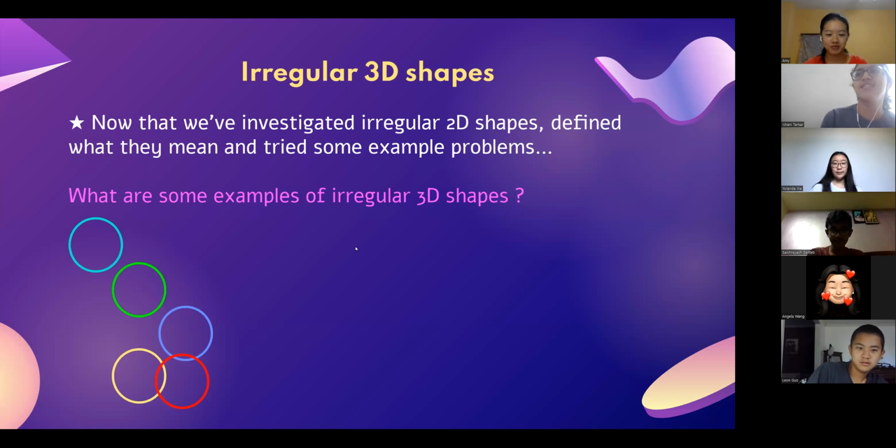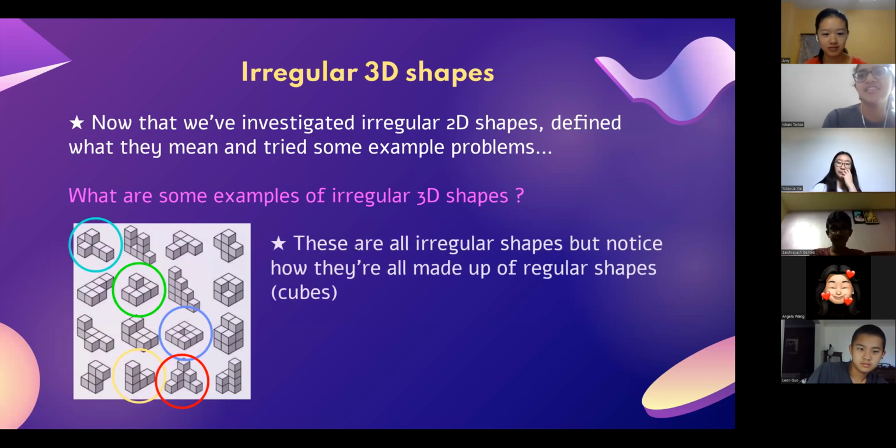Okay, so we can find the volume of some irregular 3D shapes. In the chat, what is the volume of the shape circled in blue? Not cyan, but blue. The dark one, not the light one.